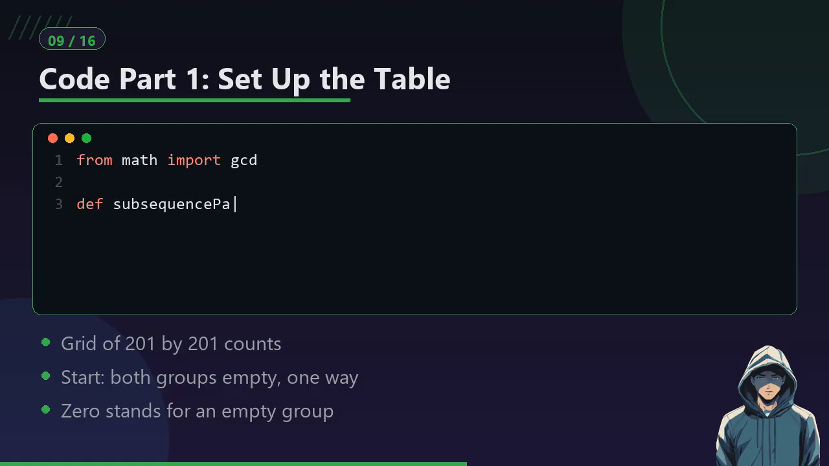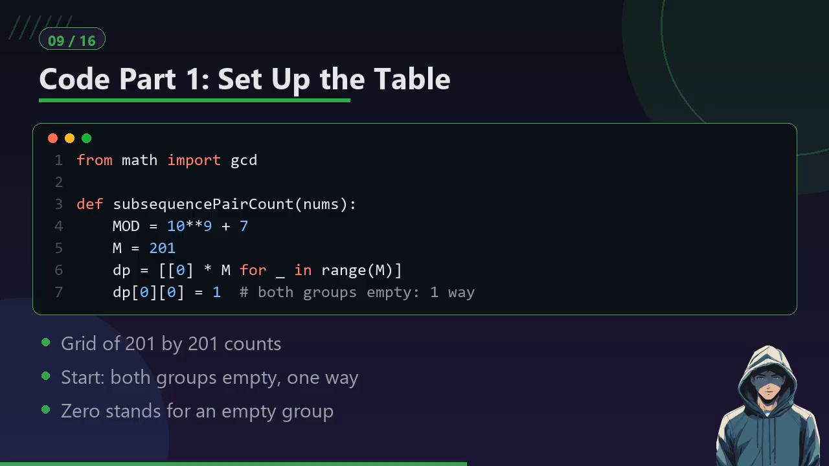We build a 201 by 201 grid of zeros. Why 201? Because values go up to 200, and we need slot 0 to mean the group is empty. We set DP at 0, 0 to 1, because before touching any element there is exactly one situation, both groups empty. That single one is the seed every other count grows from.